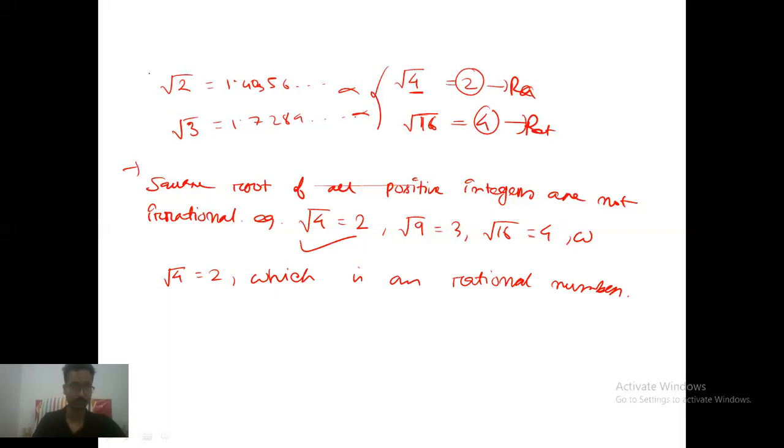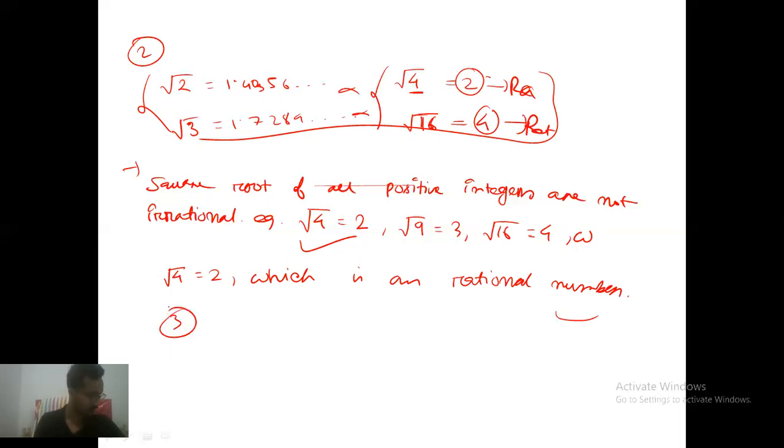It will be question number 2. No need to write this part; it is for your understanding only. Square root of all positive integers are not irrational. For example, root over 4 equal to 2, which is a rational number. Clear? Now question number 3.